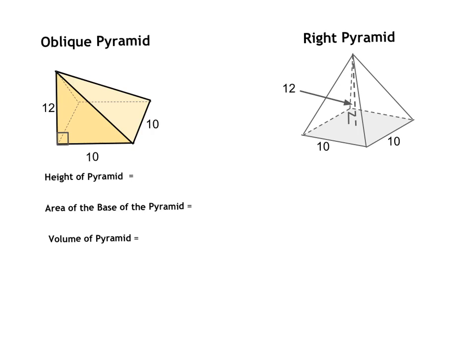First thing we do is we have the height of the pyramid. Well, the height of the pyramid is given to us in both these cases. It's just 12. The area of the base: since the base is the square, we're just going to do 10 squared, which is 100. And then to find the volume, we do the area of the base times the height divided by 3. The area of the base is 100 times the height, which is 12, divided by 3. And when you put that in your calculator, you should end up with 400.